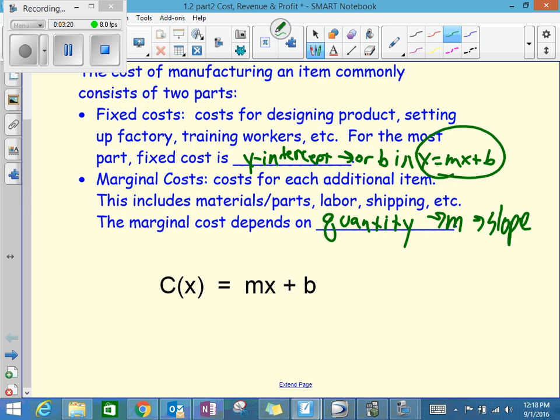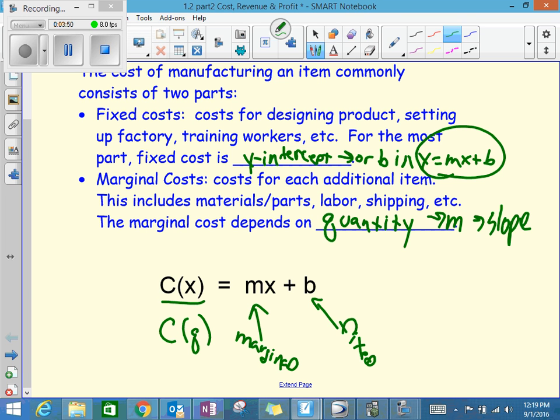So when we're talking about a cost equation, the book's pretty consistent with naming it C. That just means cost equation using x. You could also get C of q if they use q as the variable. And again, the slope m represents marginal, and the b represents fixed. Okay, does that make sense?